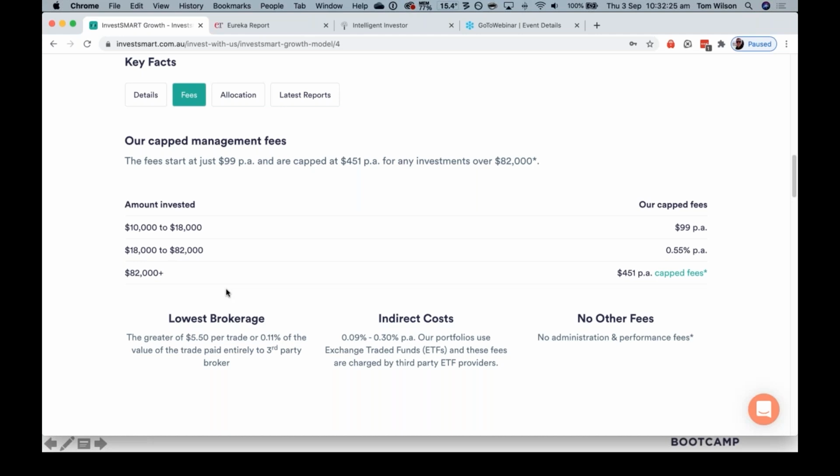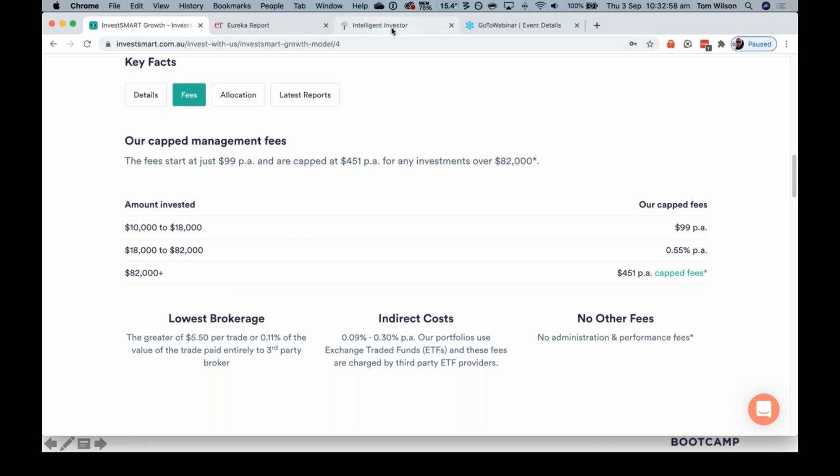So you might have, it's a good problem to have, but if you had $1 million, then you'd only be paying $451 per year. So with that, InvestSMART manages the investment for you. They do the tax reporting, so they provide you with the tax statements at the end of the year. They do the dividend reinvesting, or if you choose to have the income paid out to you instead, they'll manage that as well. You can also top up your account as you go with regular direct debits.